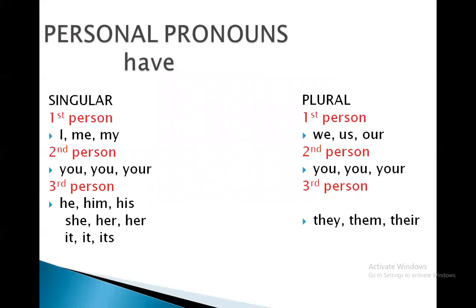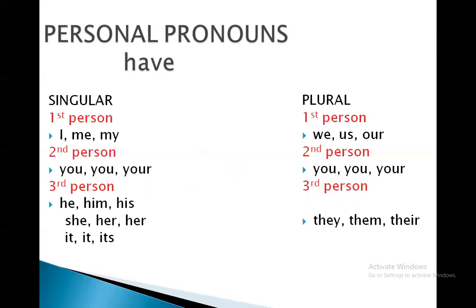When we learn about pronouns, they may be singular or plural. The singular pronouns like I, me, my are first person. We know persons are of 3 types: first person, second person, and third person. The first person is the person who is always the speaker. I, me, my are first persons.